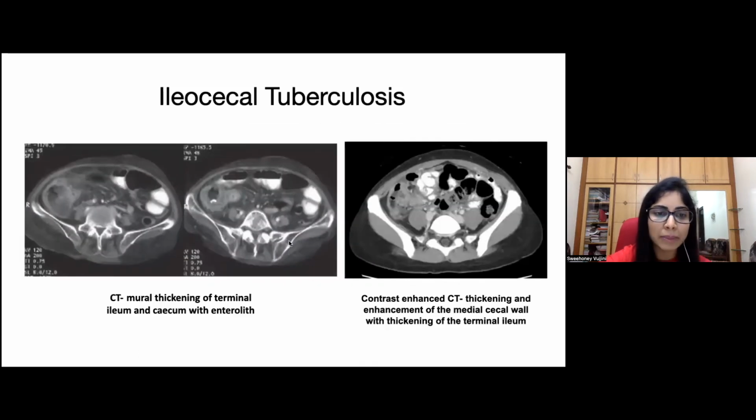Next are the CT images. The first one is showing mural thickening of the terminal ileum and cecum with an enterolith. Next is the contrast enhanced CT showing thickening and enhancement of the medial cecal wall with thickening of the terminal ileum.